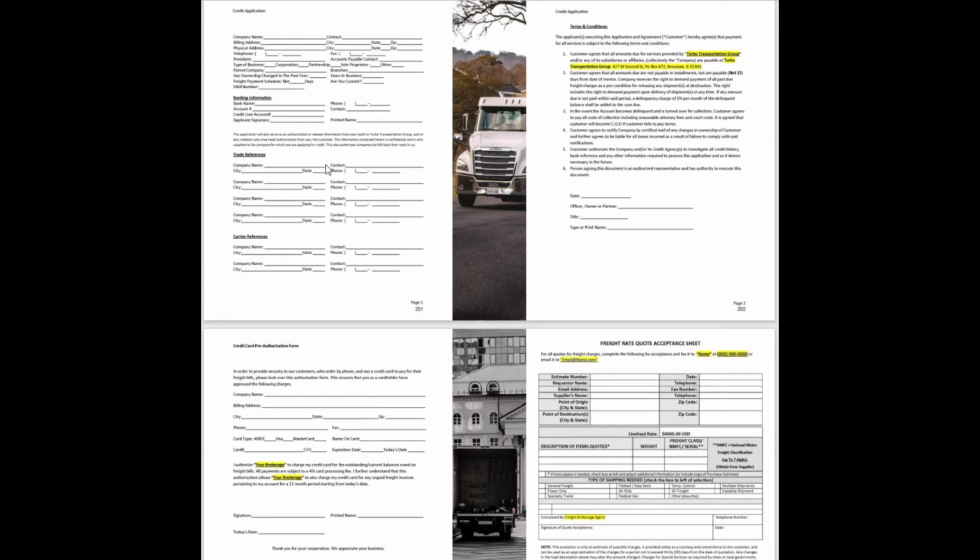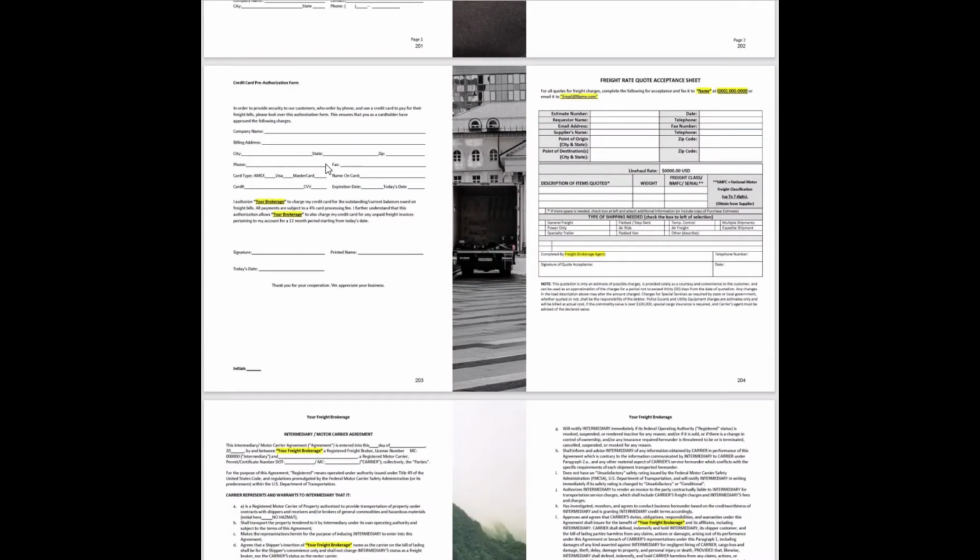Here we have a credit application. This credit application is to go to your shippers, your customers, to ascertain whether or not you need to extend credit. And on the right, we have the terms and conditions sheet for that. All right, here's another form that we use quite frequently called the freight rate quote acceptance sheet. This is something we'd fill out and send to a potential customer to get an idea of what type of materials they're trying to move and what kind of equipment we might need in our stable to move that product for them.